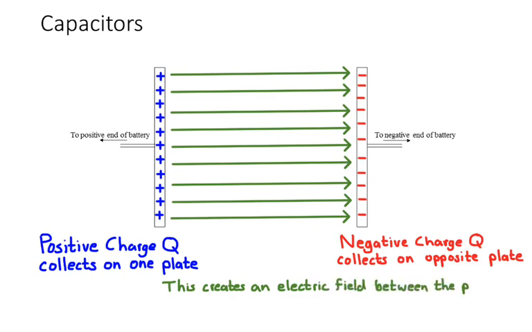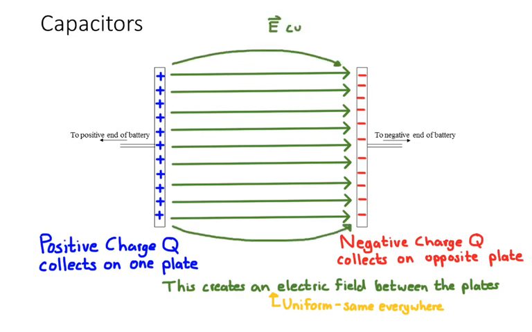And what that's going to do is create an electric field in between the plates. The cool thing about the electric field is that it is uniform, meaning it's the same everywhere. It's not going to get stronger or weaker as you move in between the plates. The magnitude of the electric field is going to stay constant. And since electric fields go from positive to negative, it's always going to point in the same direction, in this case to the right. I'm not going to go through the process of proving that because it relies on calculus. We just need to know that in between the plates of a capacitor, we get a uniform electric field.